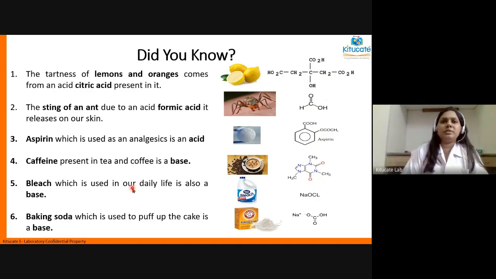Bleach that we use for our laundry is also a base. And baking soda, which we use for baking, or washing soda, which is present in our detergent, both of them are bases, or we call them alkali. All right. So these are some acids and bases that we come across every day. Now let's understand what is an acid and what is a base.